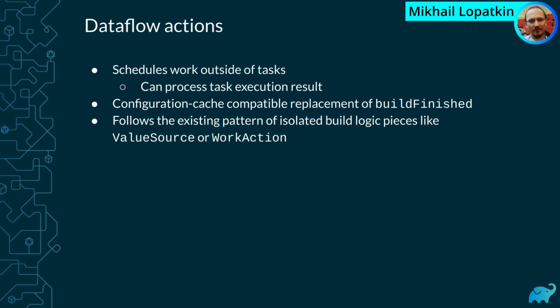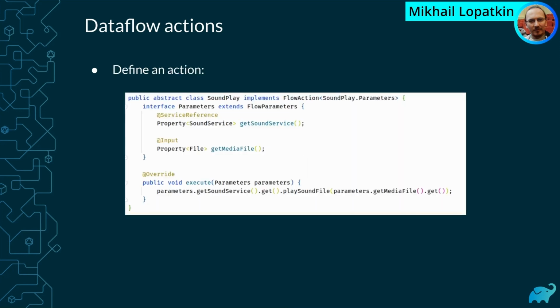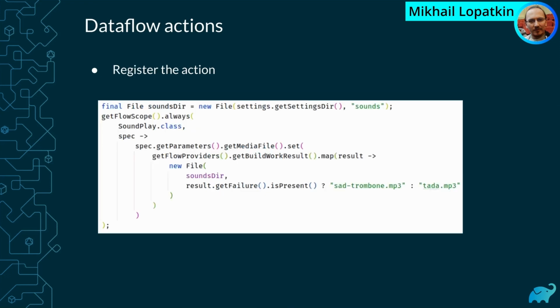It follows the existing pattern of isolated build logic pieces like ValueSource or work action. It's a bit verbose, but provides all necessary isolation, and it's hard to accidentally reference something that cannot be used. You basically need to define a class that implements your action. It can have parameters. It implements the FlowAction interface. And then in your plugin, you have to register the action and provide the parameters. You obtain the flow scope, you pass the class argument, and you configure the parameters.